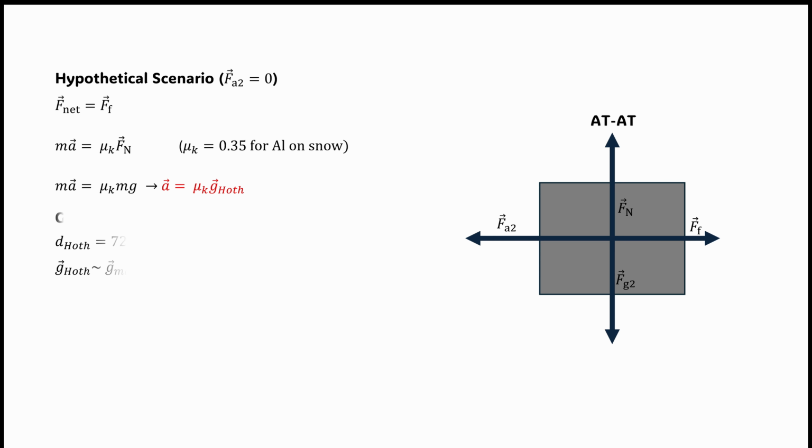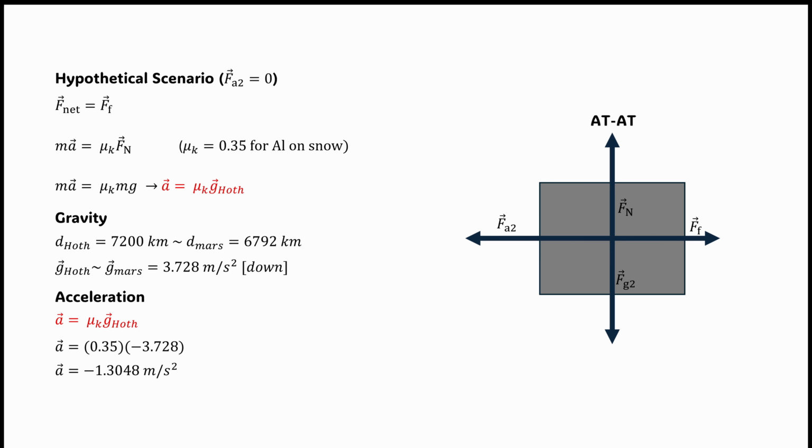Since there is no canonical value for the gravity of Hoth, we must consider a real-world analog. Hoth's diameter of 7,200 kilometers is most similar to Mars' diameter of 6,792 kilometers. Thus, in the absence of contradictory lore, it is reasonable to approximate that the gravity of Hoth will be most similar to the gravity of Mars. Thus, the gravity of Hoth is 3.728 meters per second squared. Thus, we can get our acceleration as negative 1.3048 meters per second squared.